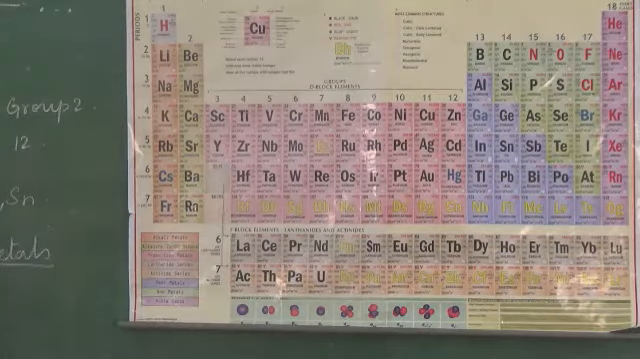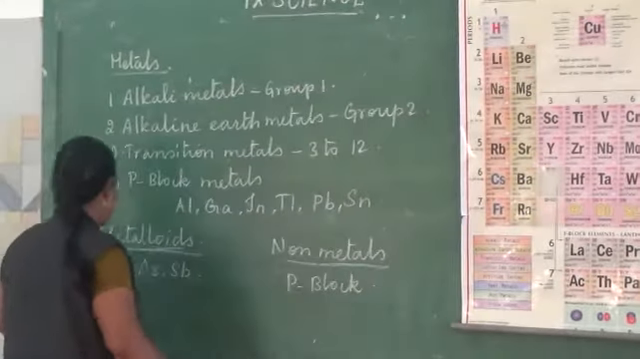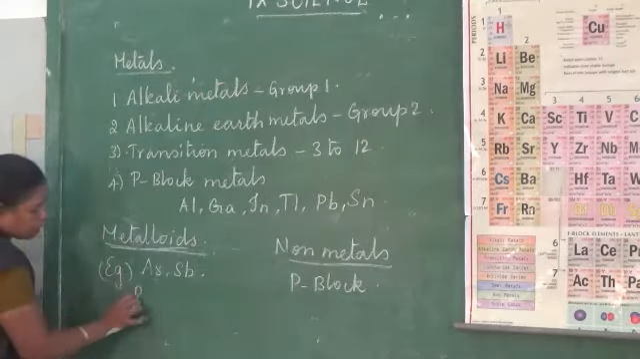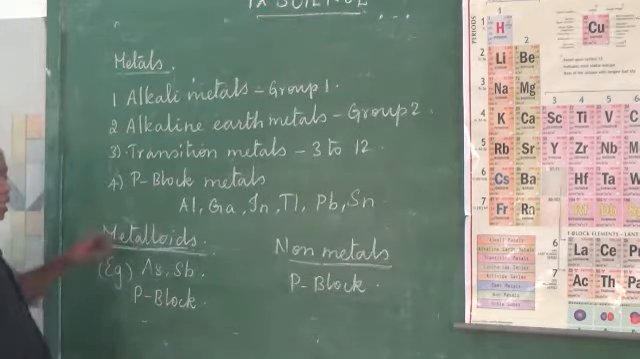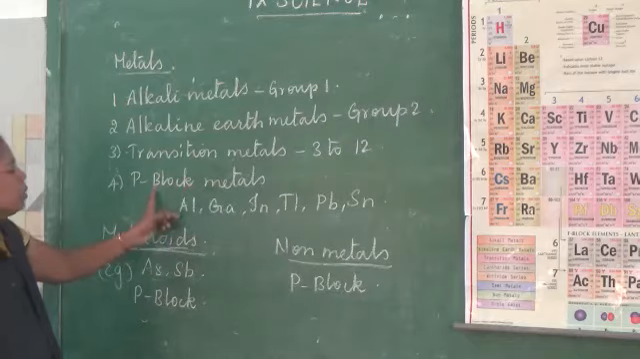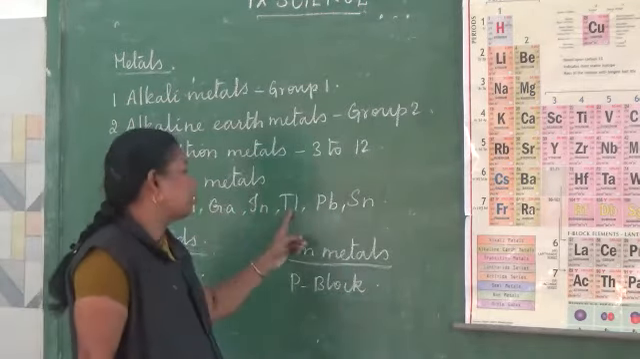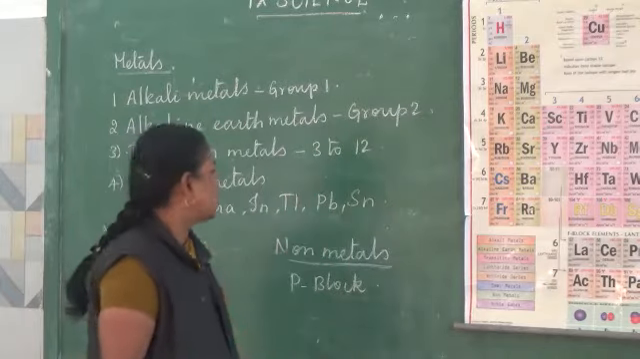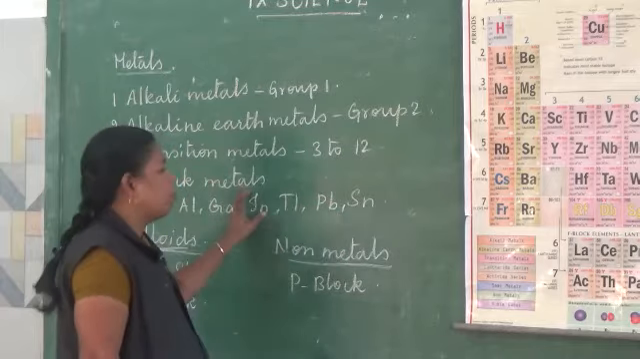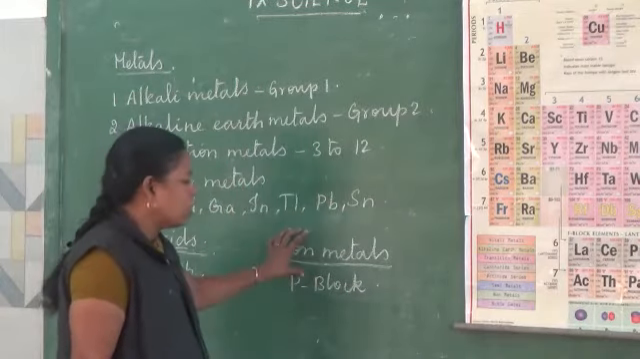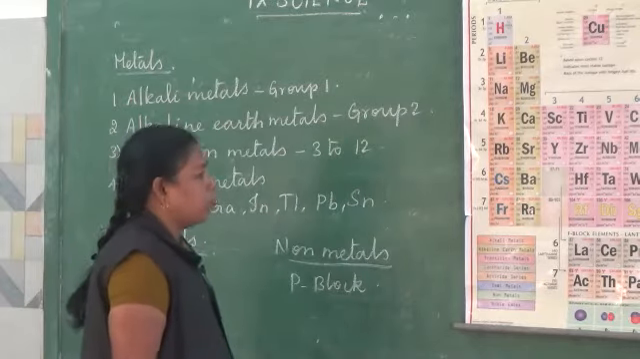So non-metals are placed in p block, and metalloids are also placed in p block. Some of the metals are also placed in p block. Those metals are called p block metals. Examples: aluminum, gallium, indium, thallium, lead, tin. These metals are placed in p block, so they are called p block metals. And non-metals are placed in p block, and metalloids are placed in p block.